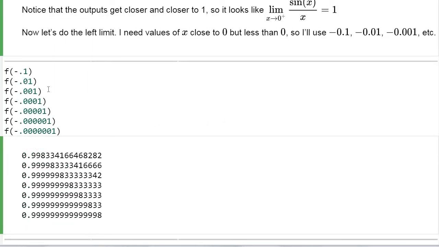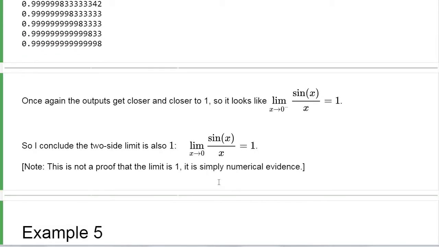So I need a list of numbers that approach 0, get closer and closer to 0, but they're all less than 0. And so in this case I just stick negatives on. To be less than 0 means you're a negative number, and these numbers get progressively closer and closer and closer to 0 from the left. And what happens? It looks like the y values get closer and closer to 1. Of course, as we saw from the graph, this function is symmetric over the y-axis, so of course these are the same numbers as you get from the other side. So from the left, it looks like the limit is 1.